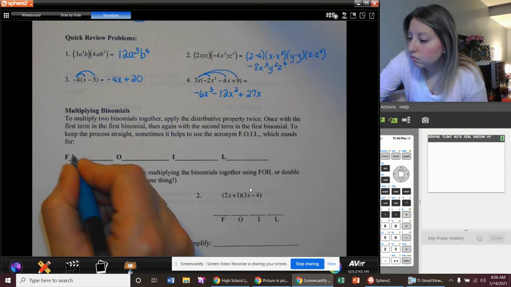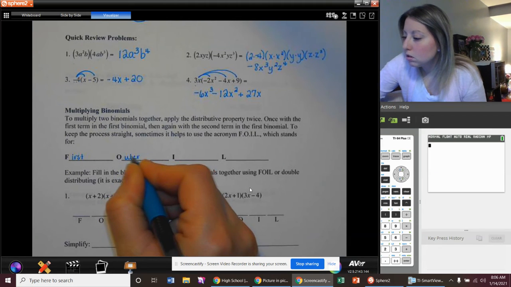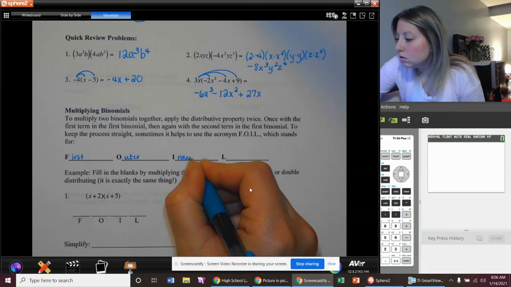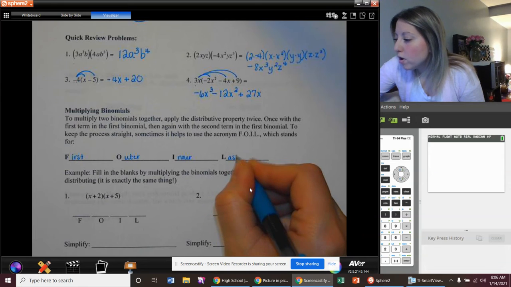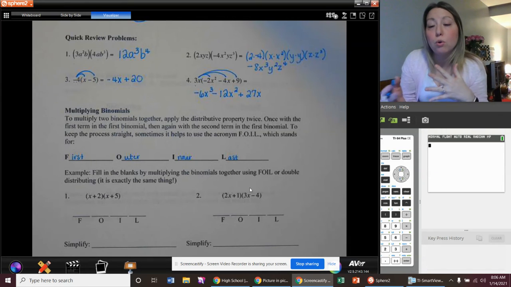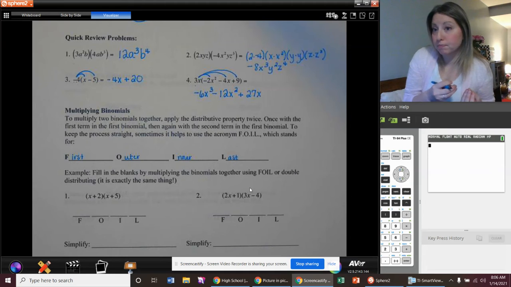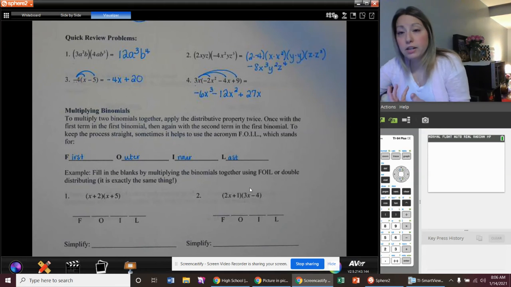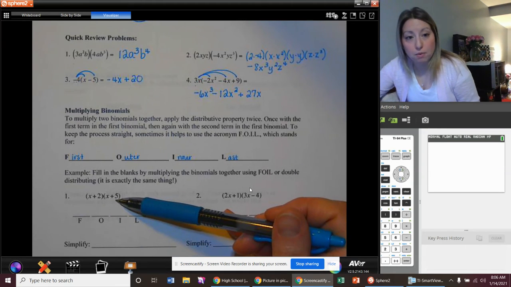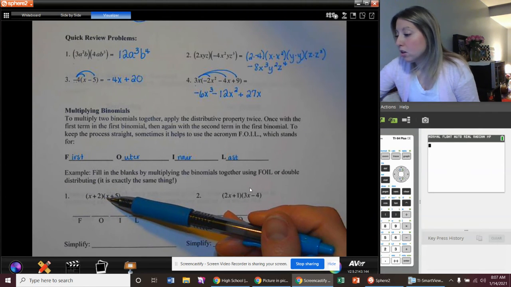First, outer, inner, and last. FOIL is an acronym standing for the 4 types of multiplication you do when you multiply together 2 binomials. So in a situation like number 1, I've got a binomial of x plus 2, and I've got a binomial of x plus 5.